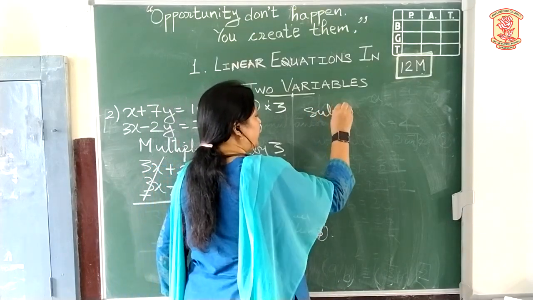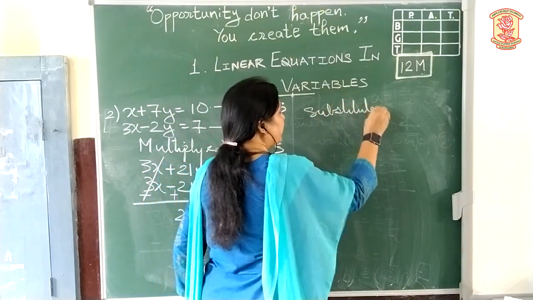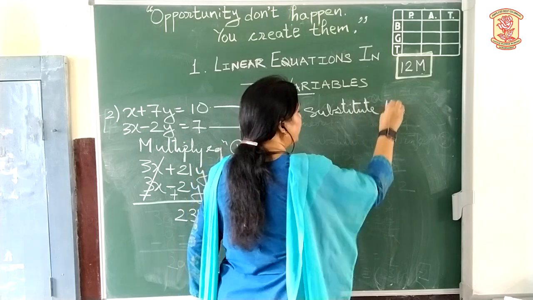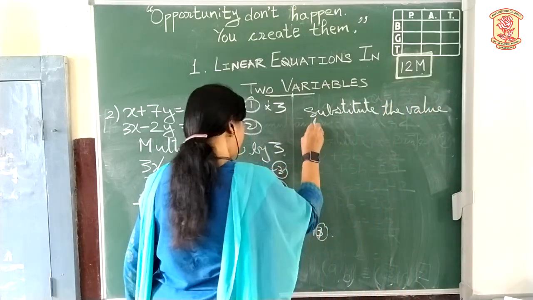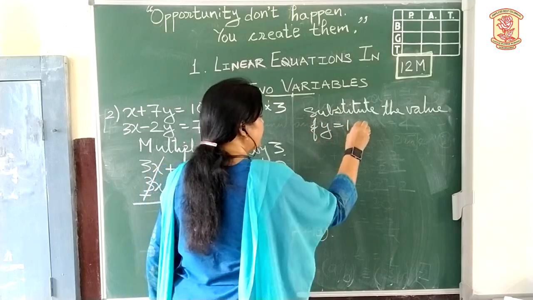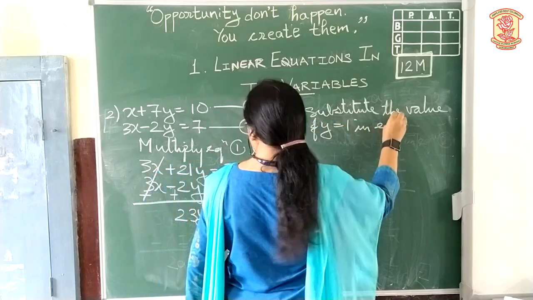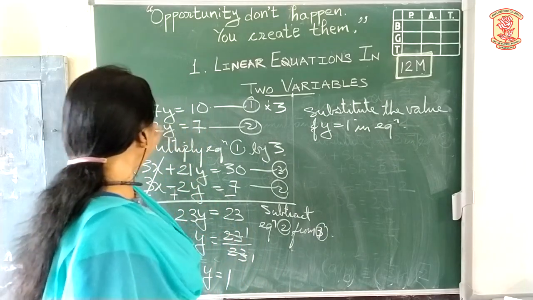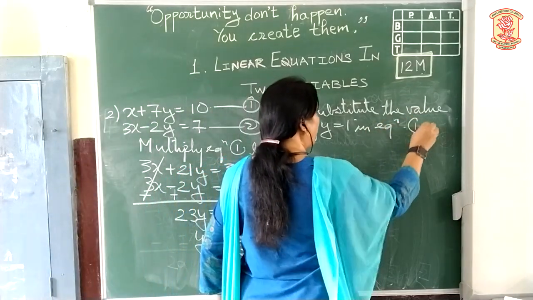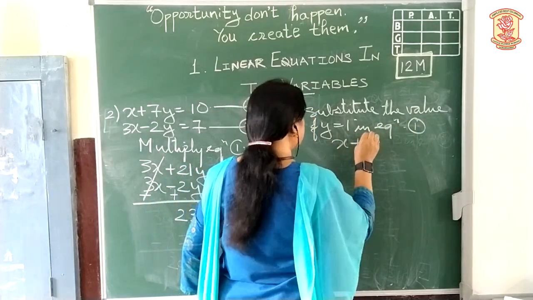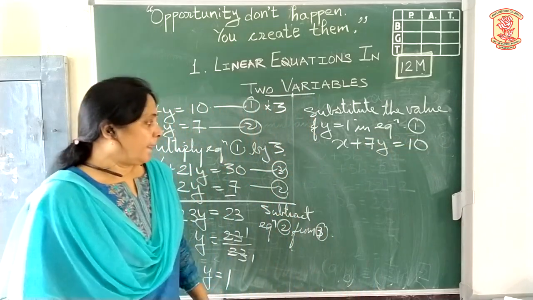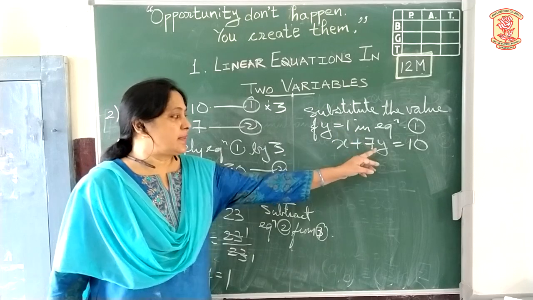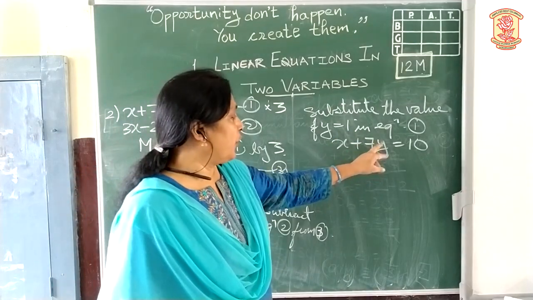Again, we substitute the value of y equals 1 in an equation. Which one is the simpler one? The first, equation 1, that is x plus 7y equals 10. Now the value of y is 1. So in place of y, we are going to write 1.